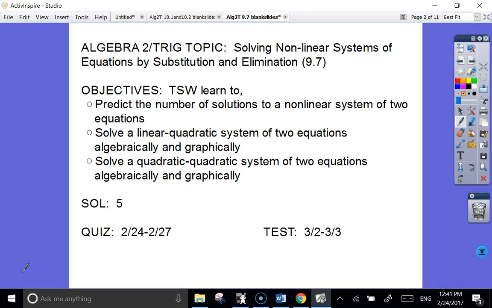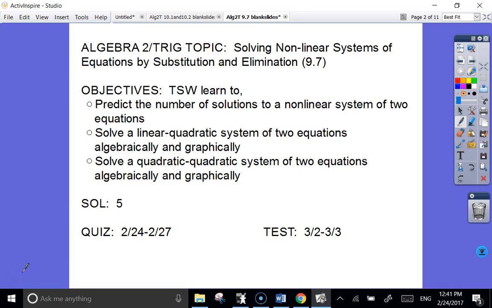And notice the first one says, predict the number of solutions to a nonlinear system of two equations. I've never seen that asked on the SOLs, but the kind of question they could ask is, what's the most number of solutions that you could get if the system consists of one line and one quadratic? That would be 2, right? Quadratic is more general than just saying parabola, but if you think parabola, you're going to come up with the right answers. So one parabola and one straight line could be 2.